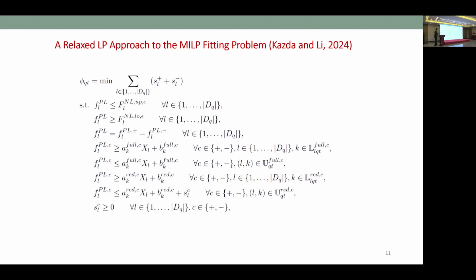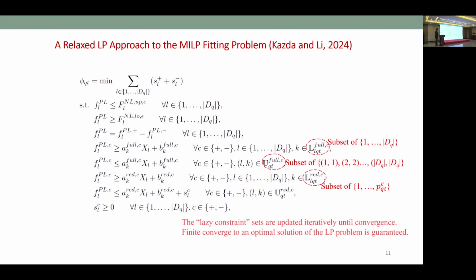In this method, we don't consider the full set of equations in the LP approach. We only consider a subset of them, and then we keep updating these subsets. We call these constraints lazy constraints. They don't participate in the optimization unless they're really needed. So we keep updating the lazy constraint set until it converges to the optimal solution of the previous LP problem. And this process is also finite.